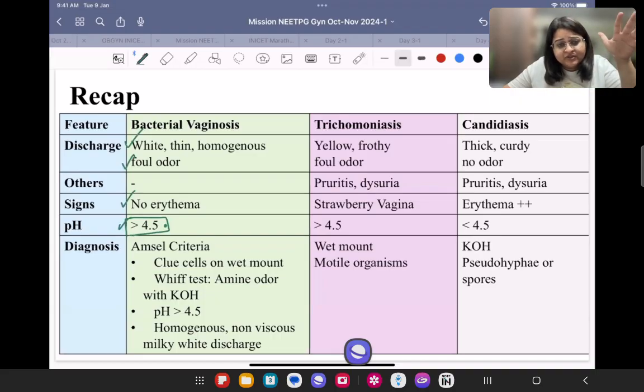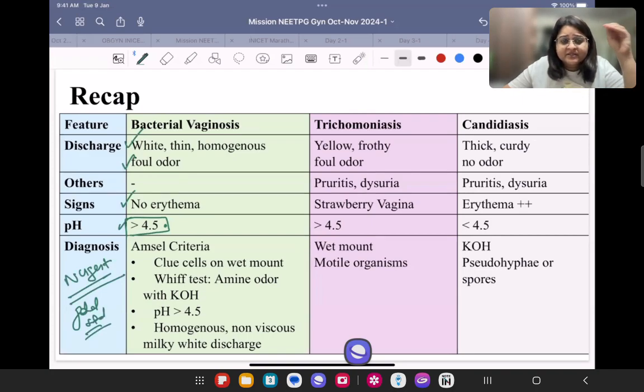One is what the microbiologists do. The microbiologists use what is called the Nugent's criteria. Now, Nugent's criteria is supposed to be the gold standard, but it is what the microbiology people do. For every patient, we will not be sending a smear for checking. We do what is called the Amsel's criteria. This is more of a clinical criteria.